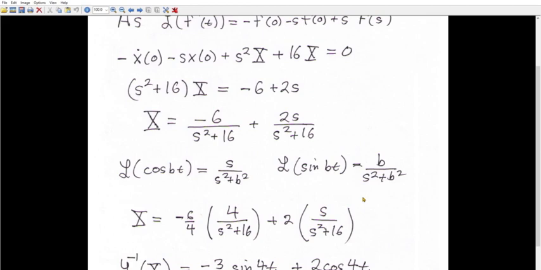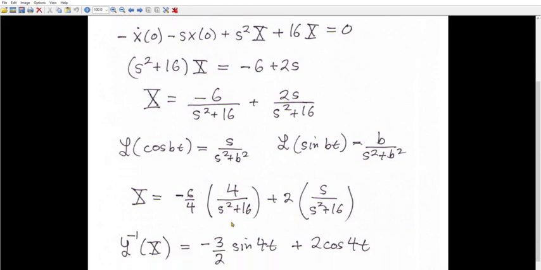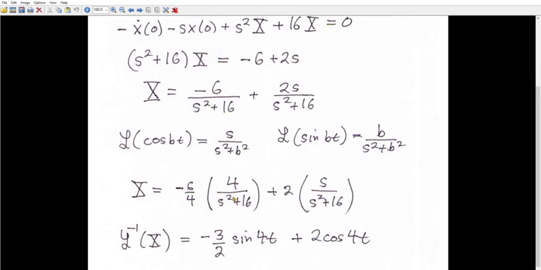Now here, b is 4 because b squared is 16. So we need a 4 here. We had a minus 6. So what we're going to do is write it as minus 6 quarters times 4 over s squared plus 16. And now we're ready to back transform. We get L inverse is minus 3/2. This goes back to the sine of 4t plus 2, and this goes back to the cosine of 4t.